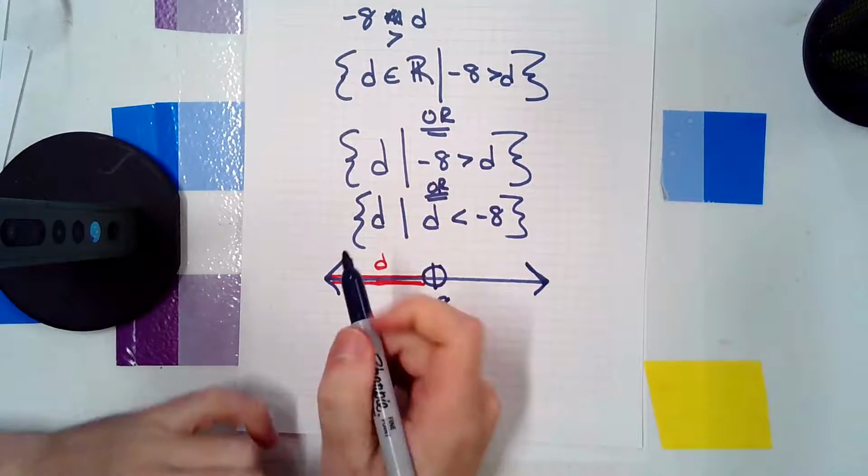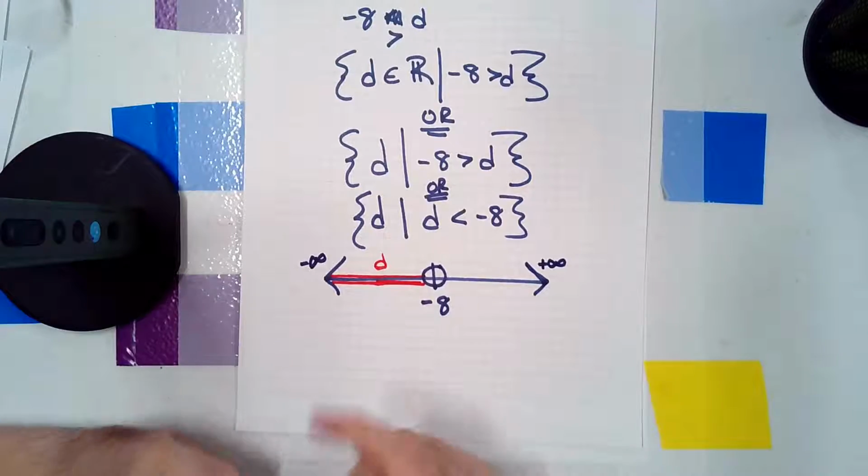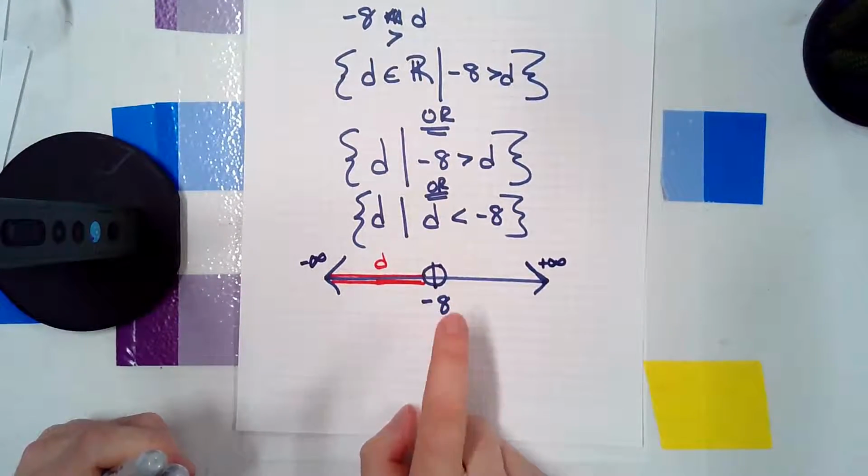Again, we're going to negative infinity on this side, whereas this one's going to positive infinity, right? So any number between negative infinity and negative 8, non-inclusive for negative 8.